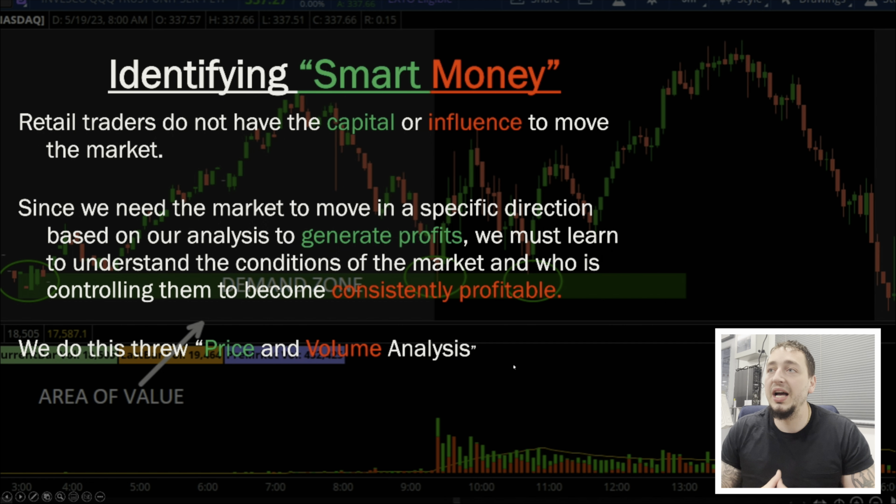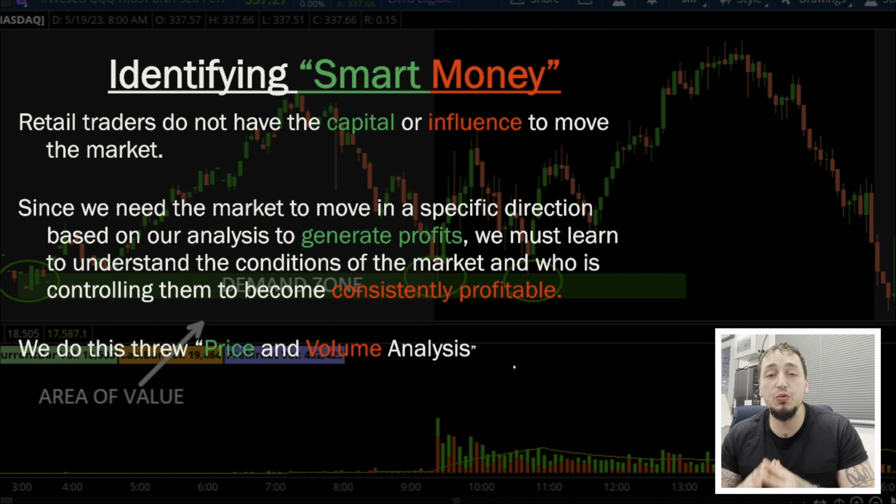So in a nutshell, identifying market conditions, all this goes into identifying smart money, right? Because retail traders, we do not have the capital or influence to move the market. We don't have the amount of money. We don't have hundreds of thousands of shares to buy and sell, right? Since we need the market to move in a specific direction based on our analysis to generate profits, we must learn to understand the conditions of the market and who is controlling them to become consistently profitable.